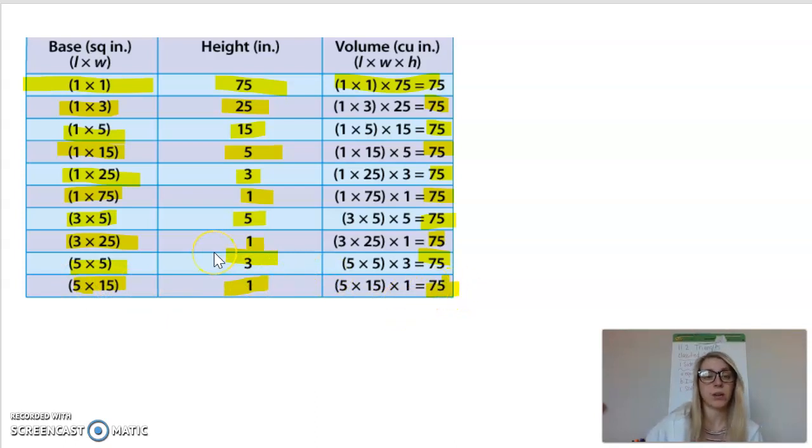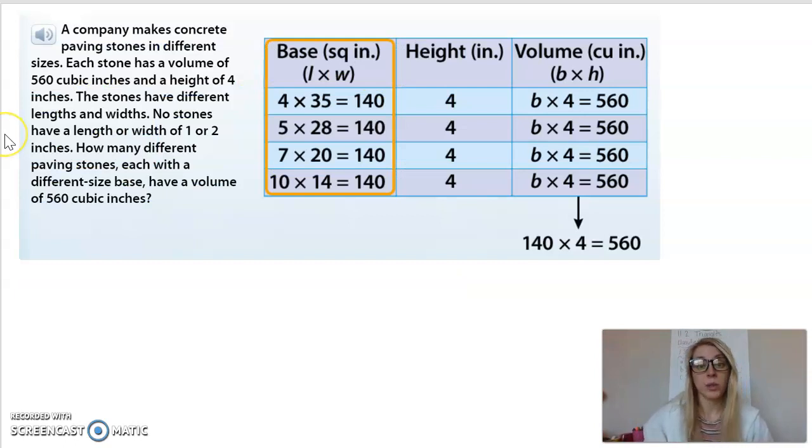So for this particular problem, there was a lot of different ways that we could get to our end goal with the volume of 75, okay? So this one was a little bit different. It says a company makes concrete paving stones in different sizes. Each stone has a volume of 560 cubic inches and a height of 4 inches.